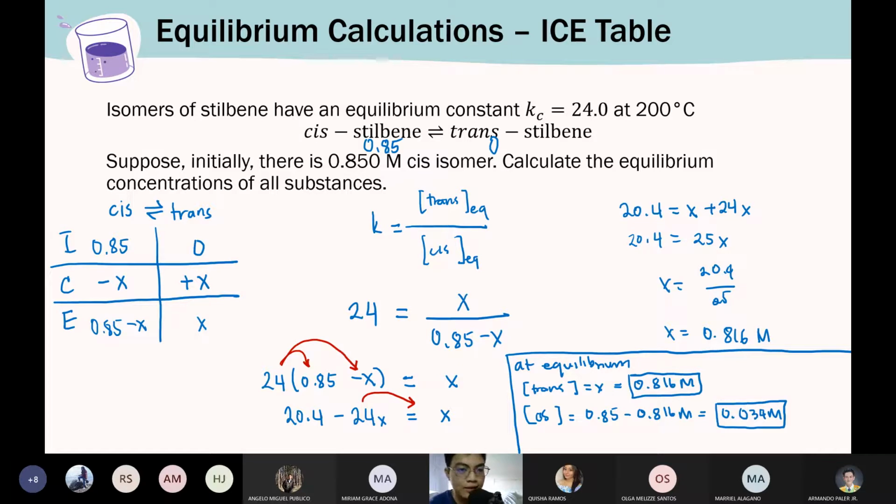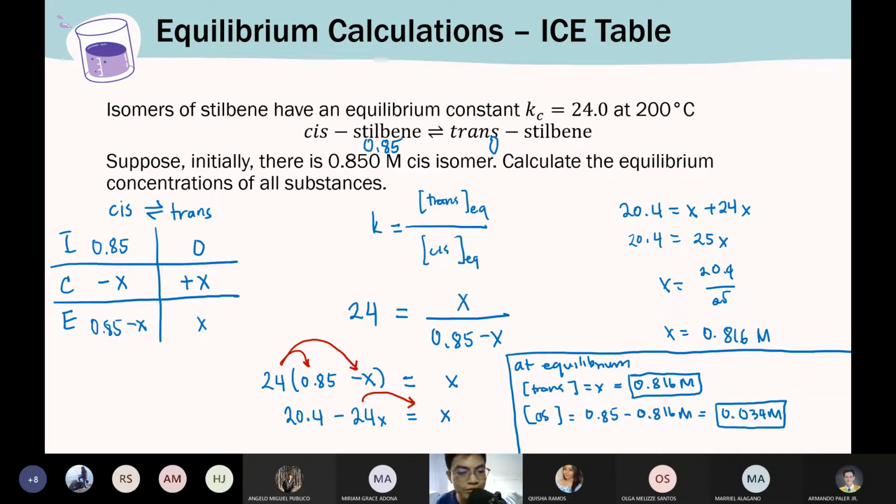So, again, this is how the typical equilibrium calculation works. Okay? Ganito siya. You will be given the initial amounts, and then you will be asked to solve for the equilibrium amount. Kapag given initial, hinahanap equilibrium, you need to do the ICE table. Okay?